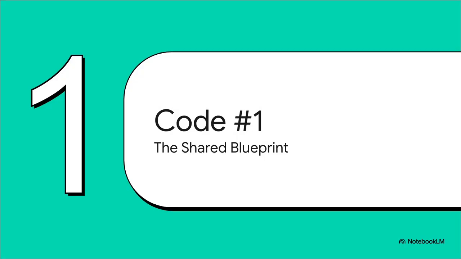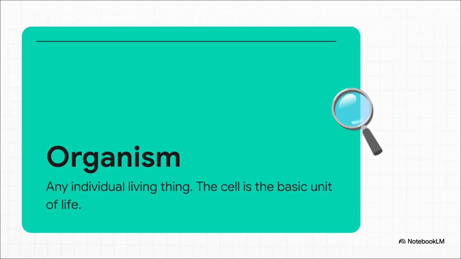All right, code number 1. This one is all about the shared blueprint. You see, underneath all the mind-boggling variety of life out there, there's a common plan. Every living thing, or what biologists call an organism, is basically built from the same set of instructions. So yeah, an organism is really just any individual living thing. And the most basic unit, think of it like the ultimate Lego brick for all of life, is the cell. It's the foundation. Some organisms are super simple, just one single cell. And then there are creatures like us, made of trillions of these cells, all working in concert.